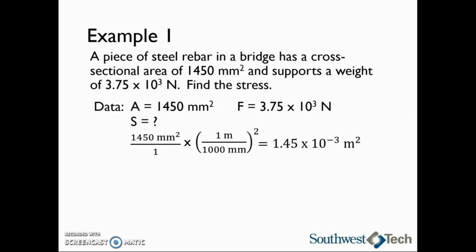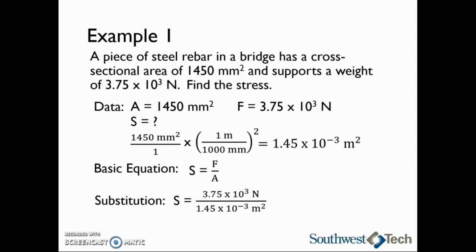Next, we can write down our basic equation. The basic equation is that stress S is equal to the force F divided by the cross-sectional area A. Last, we can substitute in the data we were given. S equals 3.75 times 10 to the third newtons divided by 1.45 times 10 to the minus 3 meters squared. This gives us an answer of 2.59 times 10 to the 6th newtons per square meter, or 2.59 times 10 to the 6th pascals. This concludes our 5th lecture video on stress.